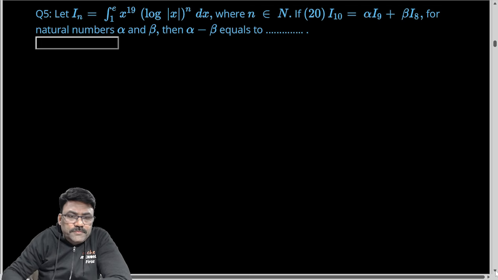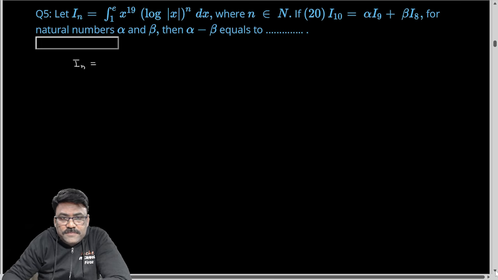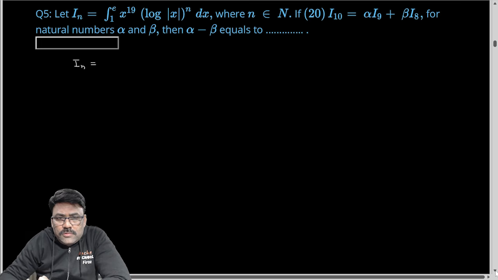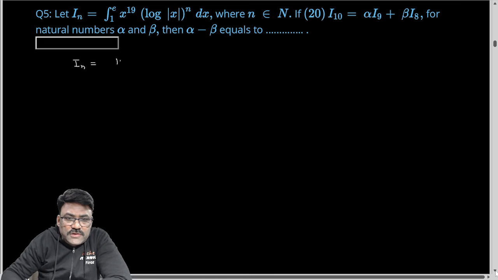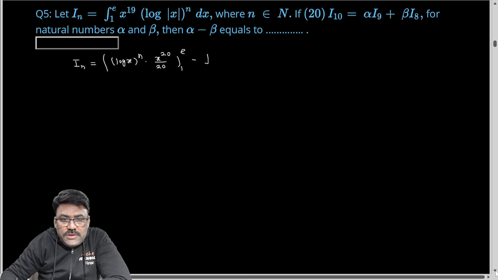So what I will do here, let's use integration by parts in I_n. I'm taking the first function as (log x) raised to n, and let's leave it as it is. The second function is x raised to 19. Integration will be x raised to 20 over 20. Limit is 1 to e here.